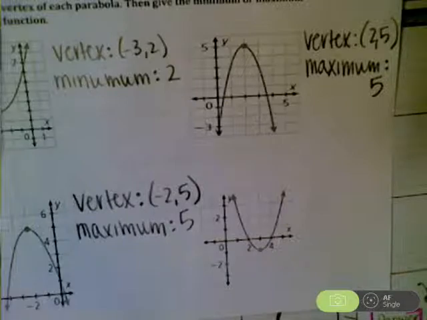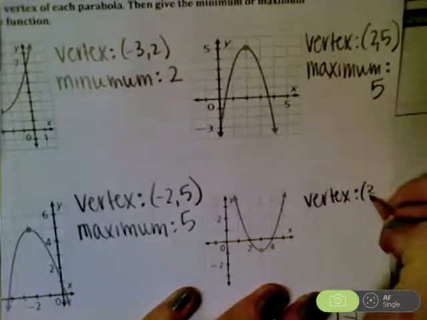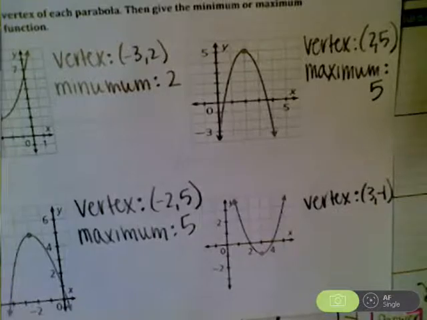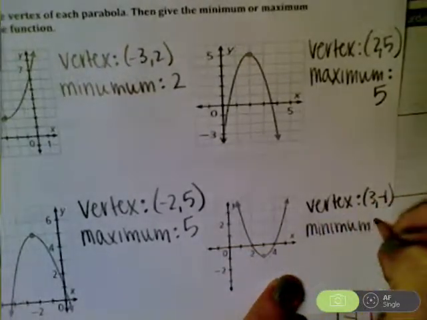Last example, Jack, what's the vertex of that parabola? 3, -1. Good. And Shannon, does the vertex represent the minimum or the maximum? Good. So the minimum in that case is what? -1.